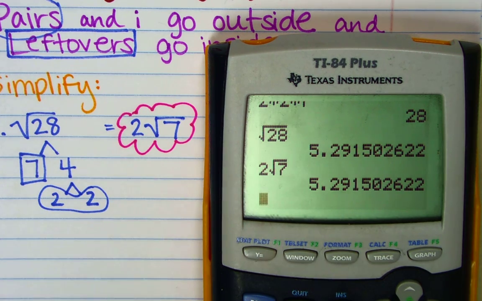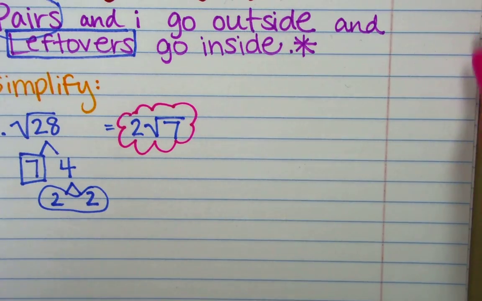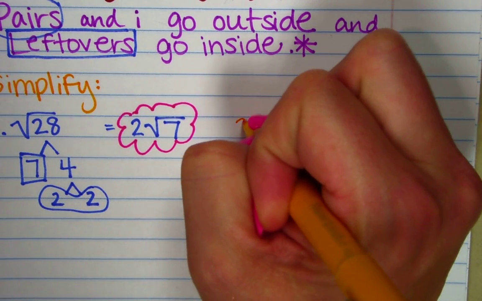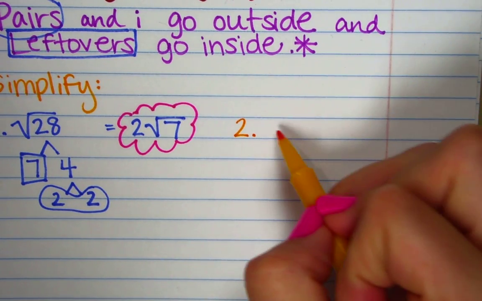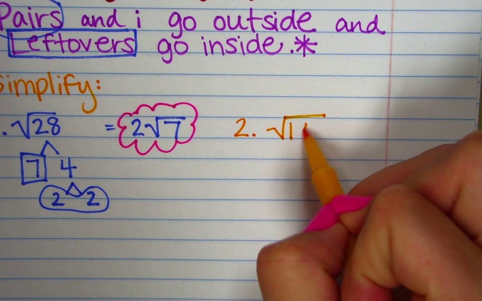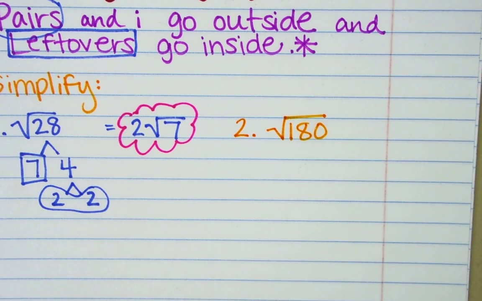Does anyone have any questions on that one? Okay. I think, I don't know, the other classes thought they were pretty easy. I think it gets pretty easy. This one, let's do square root of 180. Right, the square root of 180.